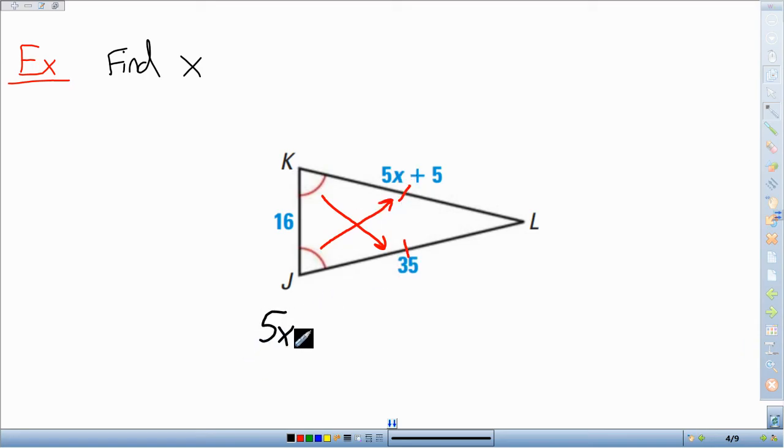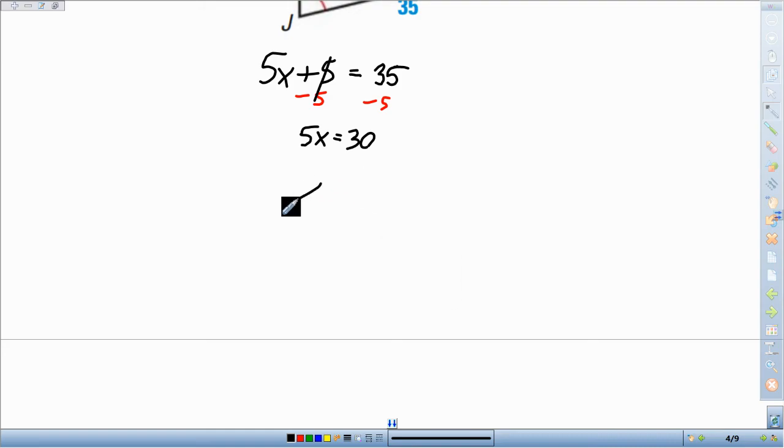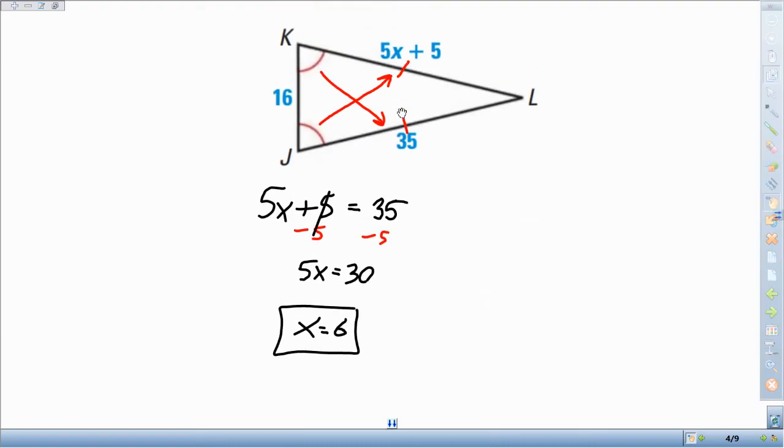So let's go ahead and say that 5x plus 5 is equal to 35. Now we have a really easy equation, right? We can subtract this 5 from both sides, and we get 5x equals 30. Divide 5 into both sides, and it looks like x is going to equal 6. So really easy math. This is math we've done all the time. We've been setting things equal a lot. It was just knowing that these side lengths were equal because they were opposite these congruent angles.